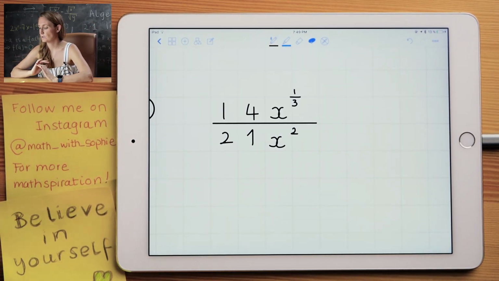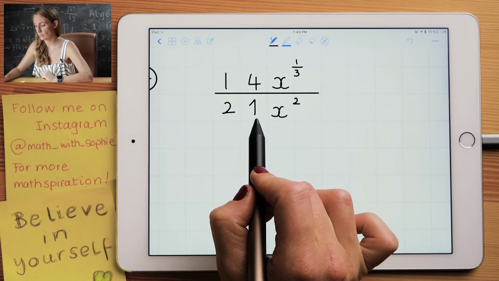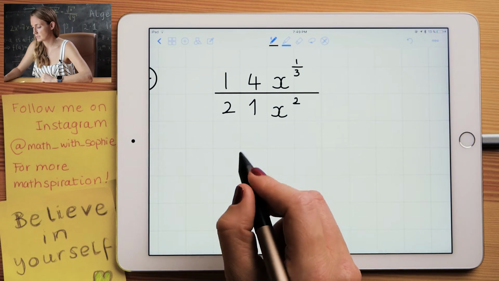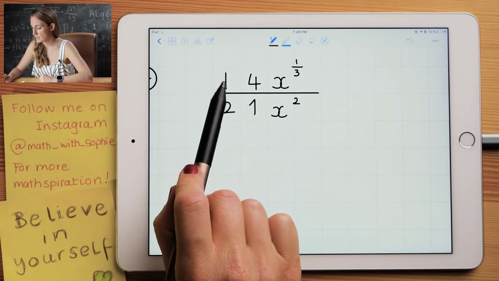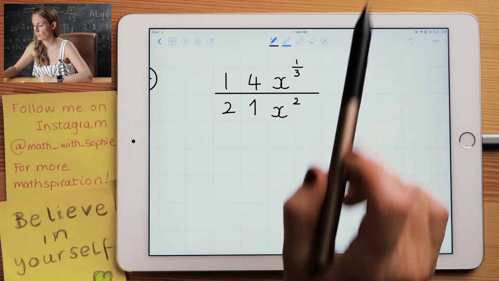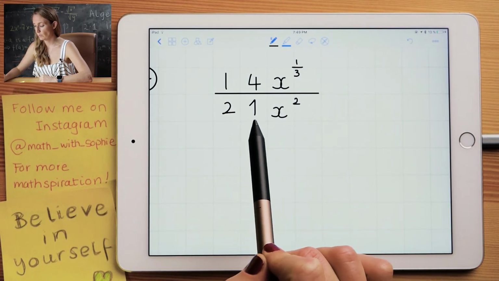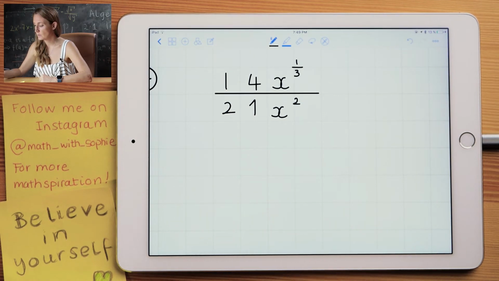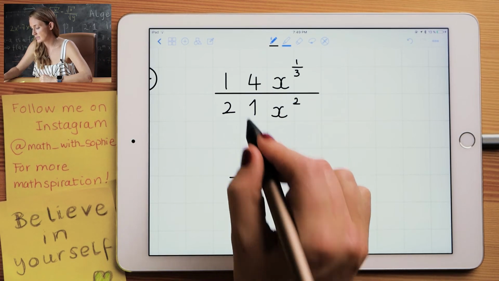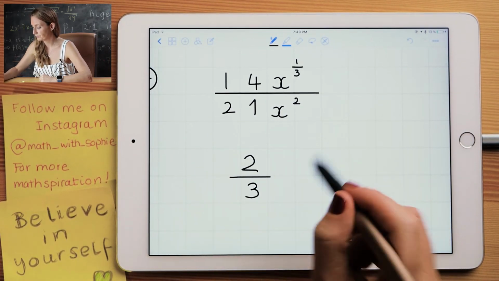Last one in this section, so you're nearly finished. 14 and 21 are both in the 7 times table, so let's start with that. I can cancel down 14 over 21. Remember, I'm just looking at the 14 over 21. I'm not worrying about the x's for the minute. 14 and 21 are both in the 7 times table. So 7 times 2 is 14, and 7 times 3 is 21. So I've cancelled that one down.